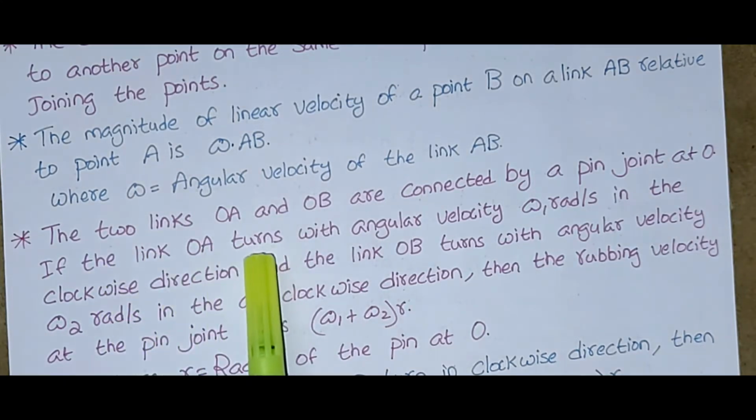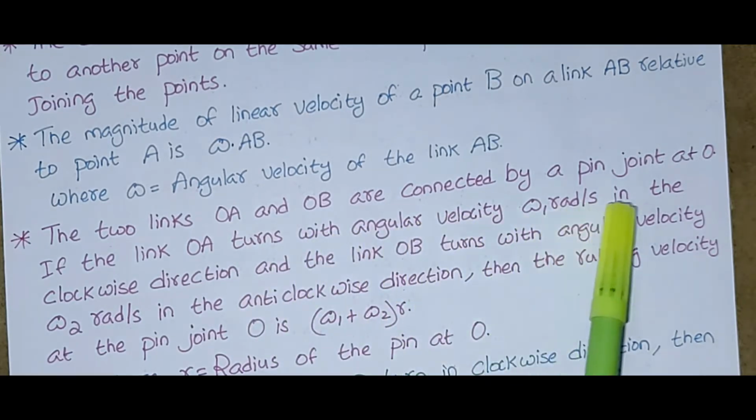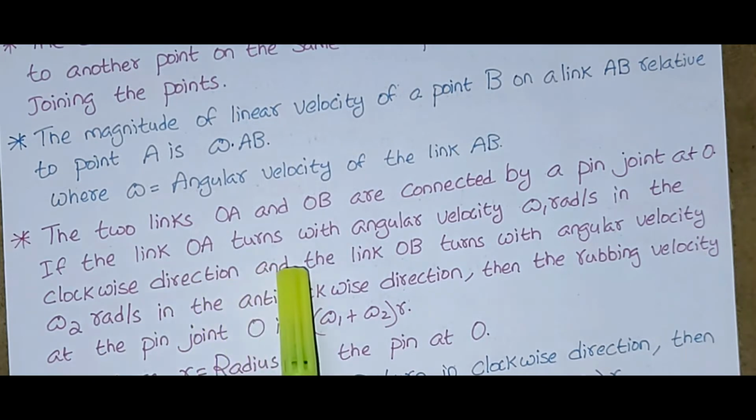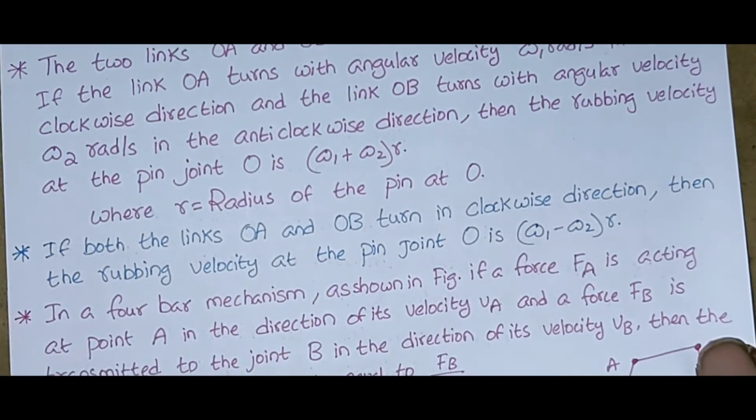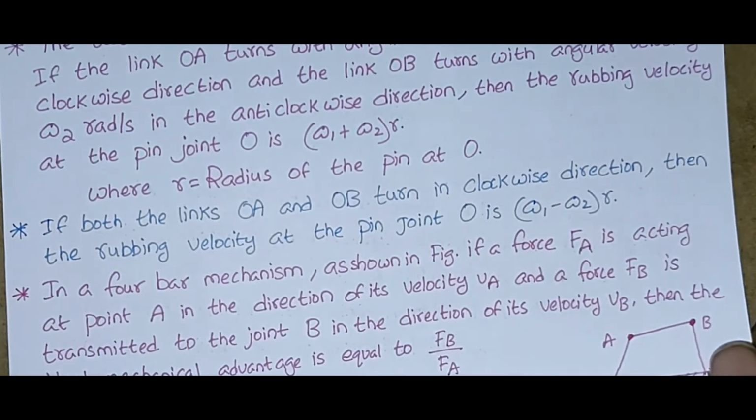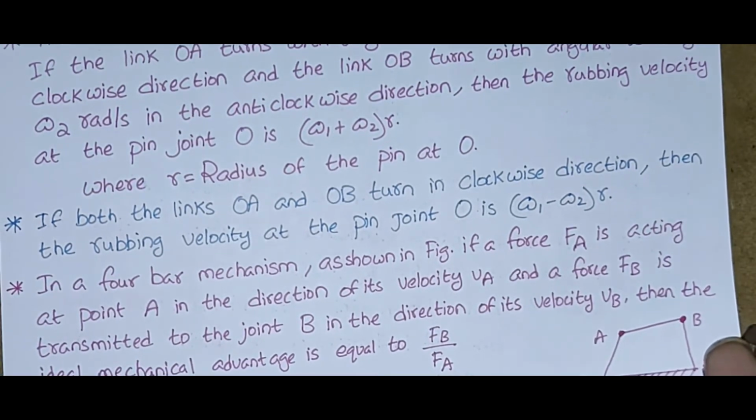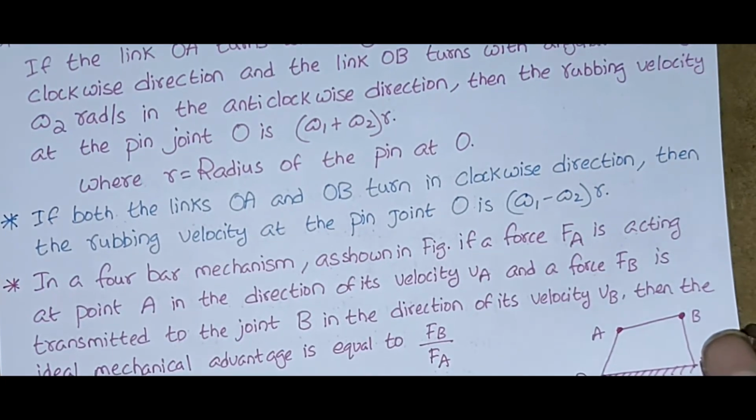The two links OA and OB are connected by a pin joint at O. If the link OA turns with angular velocity omega 1 rad per second in the clockwise direction and the link OB turns with angular velocity omega 2 rad per second in the anti-clockwise direction, then the rubbing velocity at the pin joint O is omega 1 plus omega 2 into R, where R is the radius of the pin at O.